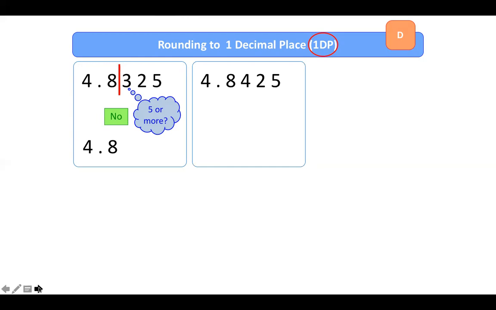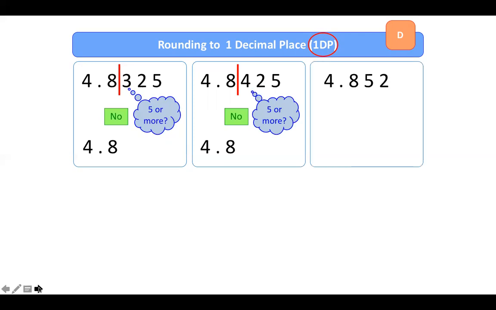We look at another one. Again, one decimal place. 4 is less than 5. It's not more. So 4 onwards becomes 0. And then it will just be 4.8. But let's look at a number where it is more than 5. 5 is 5 or more than 5. So I have to add 1 to the 8. So 4.8 becomes 4.9. And the rest of the numbers become 0.